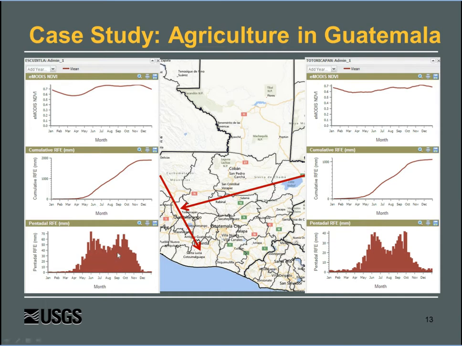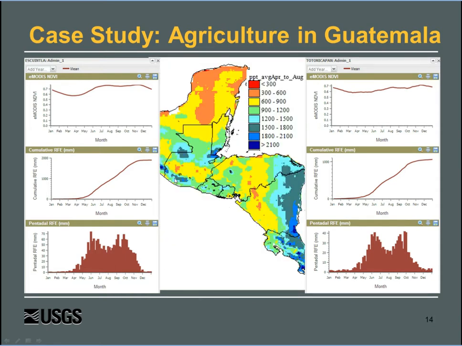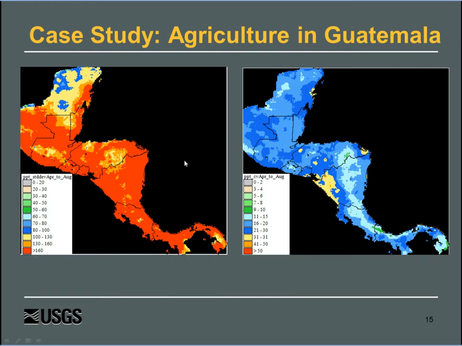We try to understand. We see that the rainfall season is bimodal, and then we look at the means. We see what the mean in Escuintla is and the mean in Totonicapan, and we look at the variation. We see that the variation in the bottom is pretty large, but the mean is very big, and the variation up here is less, but also the mean is less.